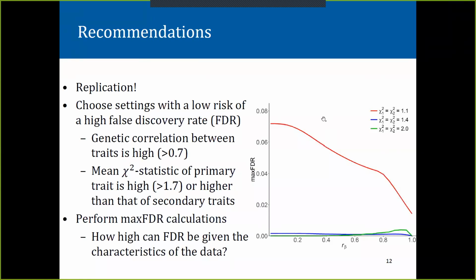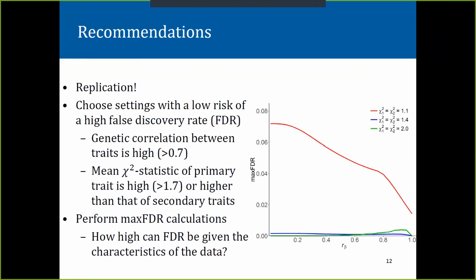And you can see in the case of the red line, that is a case where you have two equally powered GWAS. They're both very low powered, but at least they're equally powered. And you can see that the false discovery rate in that case is moderate, but at least it's decreasing in the genetic correlation. Just to highlight, this point on the far left corresponds to a genetic correlation of 0 between the two. And that's actually the false discovery rate of the GWAS itself. And so if you tried to do a GWAS and only had a mean chi-square statistic of 1.1, your false discovery rate is already at 5% in this case.